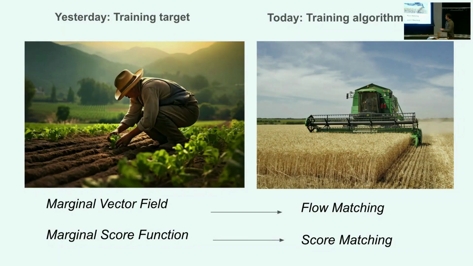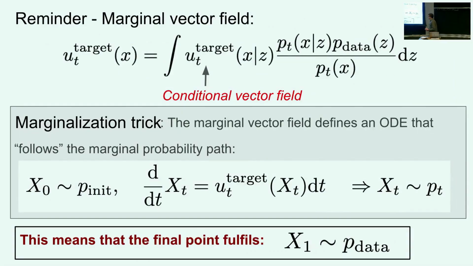All right, so that was preparation yesterday. And we will see today that we will be translating the marginal vector field and the marginal score function to 2 algorithms that are called flow matching and score matching. And that's going to be the training algorithms that are going to learn these 2 objects. And with that, we're done, and we know how to train a generative model. So we start again with flow models, leading to a method called flow matching.